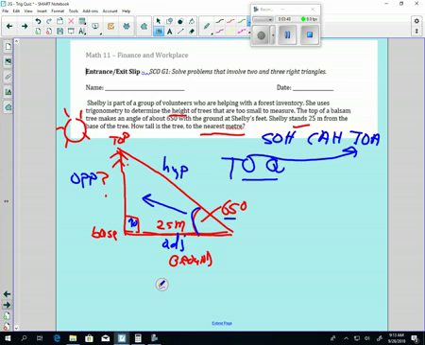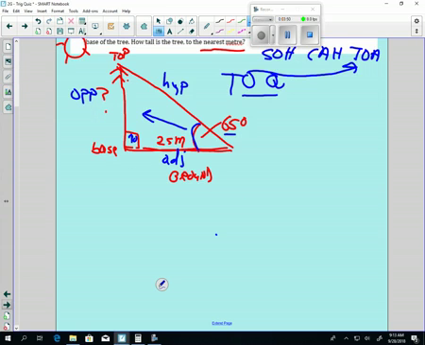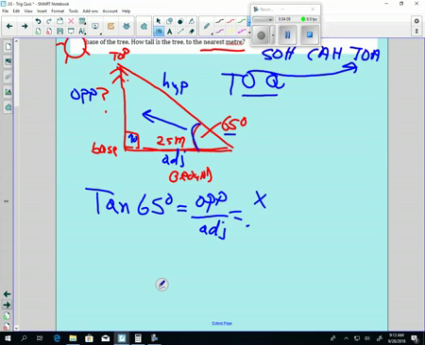So once you do that, tan of 65 degrees equals opposite over adjacent. The opposite side, we don't know. The adjacent side is given as 25 meters. So this was step 1. We established what our scenario is. Step 2, we set up our equation. Tan equals opposite over adjacent.